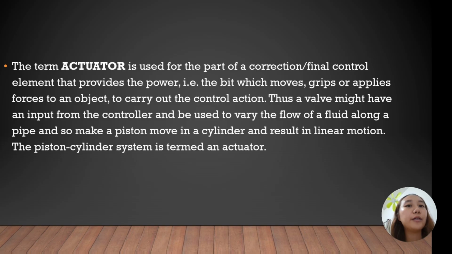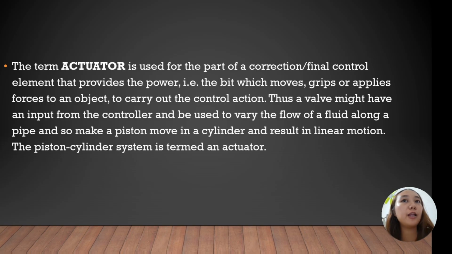Next is the actuator. The term actuator is used for the parts of correction or final control elements that provide the power. For example, the bit which moves, grips, or applies force to an object to carry out the control action. Thus, a valve might have an input from the controller and be used to vary the flow of a fluid along a pipe and so move a piston in a cylinder, which results in linear motion. The piston-cylinder system is termed an actuator.